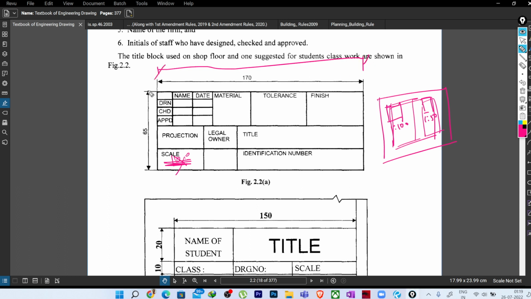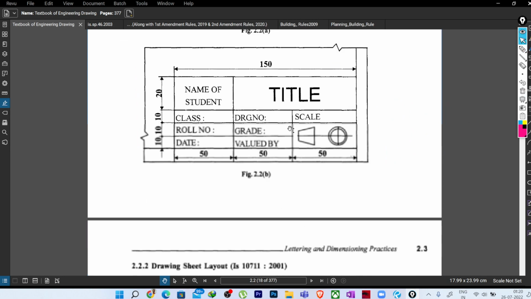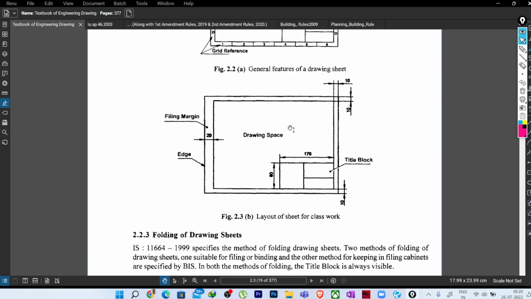For this kind of title block, this dimension should be 150 to 170 mm, because the first fold that we'll be doing in any case of paper will be 210 mm. So this particular title block should be clearly visible even after folding. We already have a very clear idea from our engineering drawing classes. We have made it on our own, so you can see here.